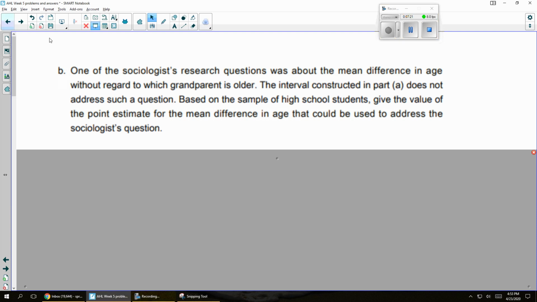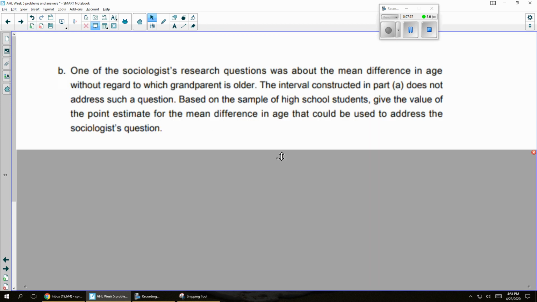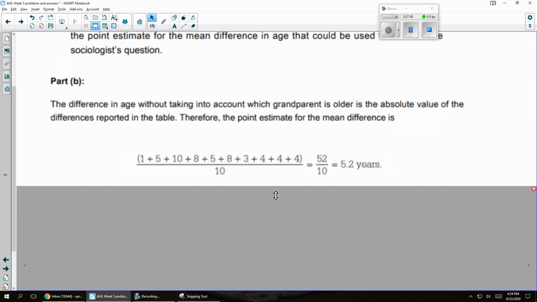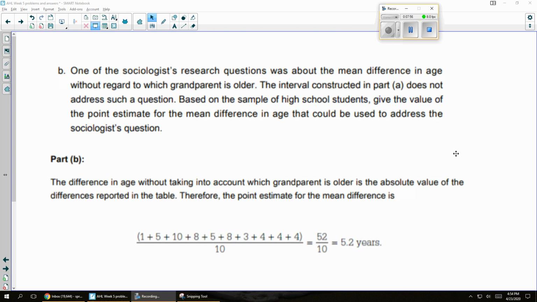So let's go back and look at this again. So here's the chart. Well, the difference in age here is 1. The difference in age here is 5. The difference in age here is 10. And I want to know the mean difference in these ages. So this is actually pretty straightforward. I just want to look at those numbers in absolute value, add them up, divide by the 10. The typical difference was 5.2 years without regard for which one was older. So there is a working of the grandparents problem.